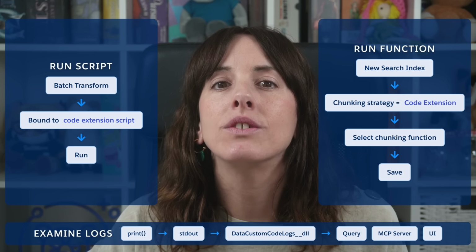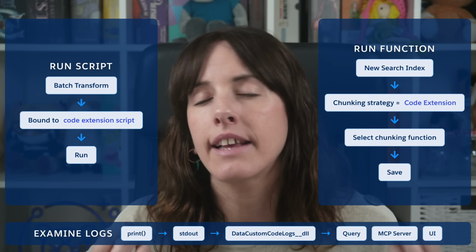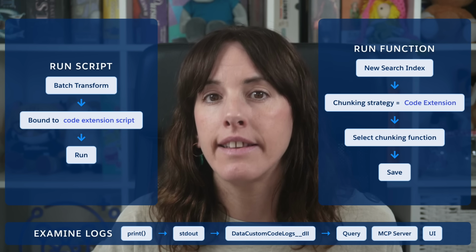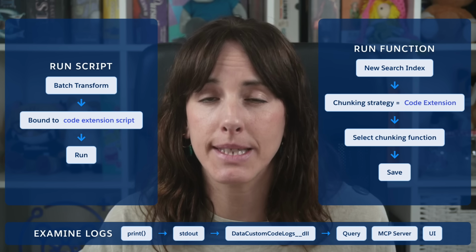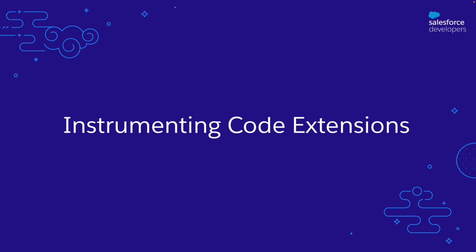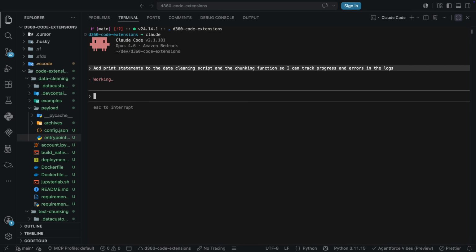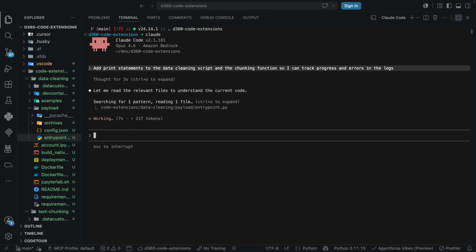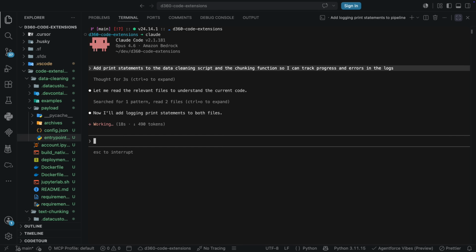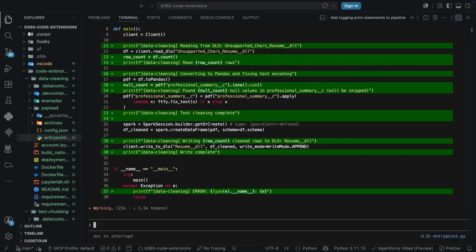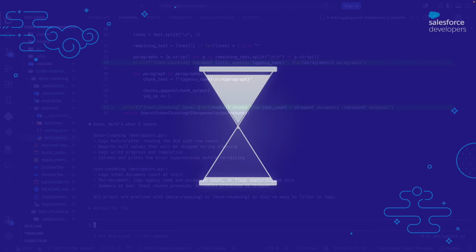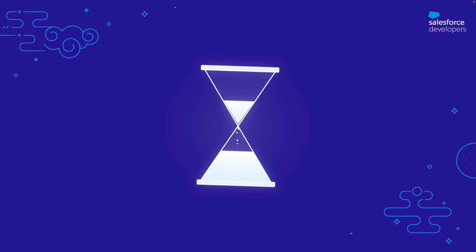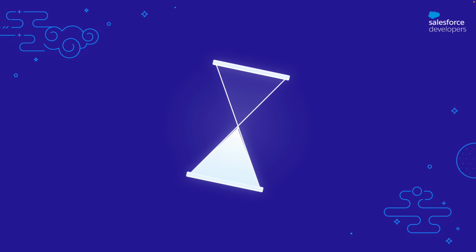You can query it using regular querying tools like SQL, SOQL, the Data Explorer, Query Editor, or even the Data 360 MCP Server. Let's ask Claude Code to instrument our script and function by adding print statements. Claude uses Python's built-in print functions to write information about the execution in both entry point files. We will fast forward to the moment the new versions of the script and the function are deployed to the org.